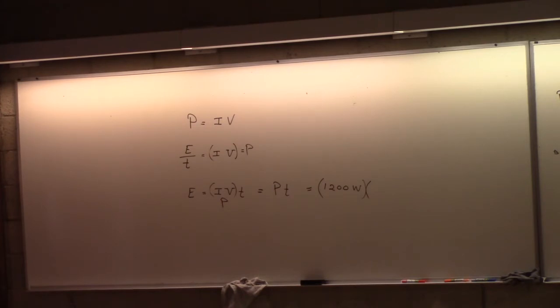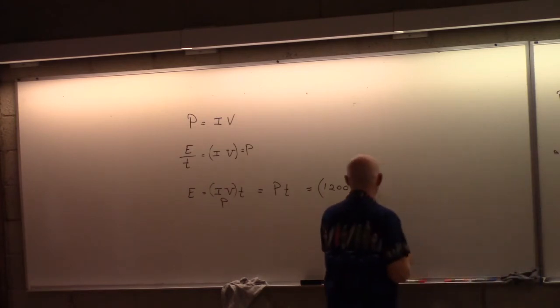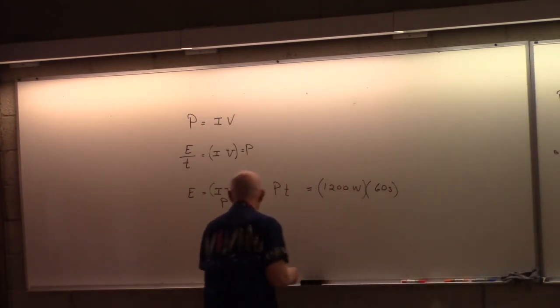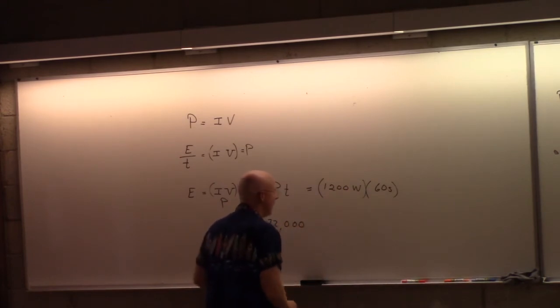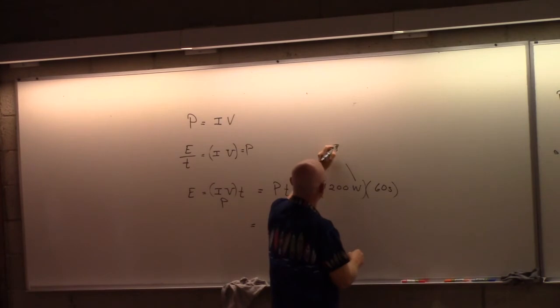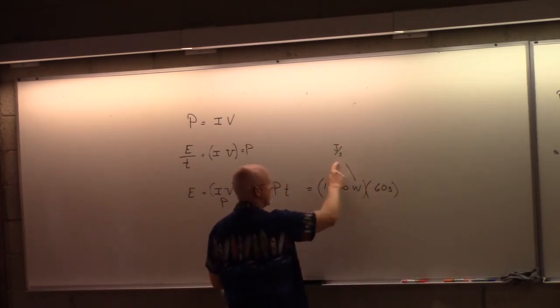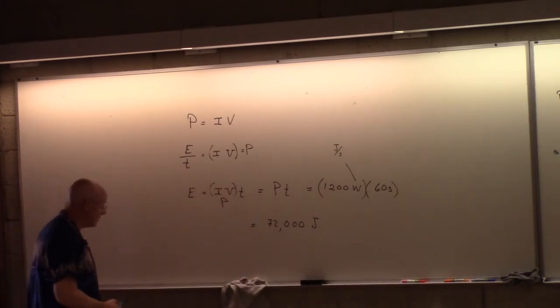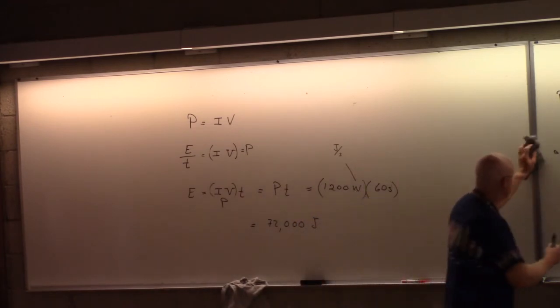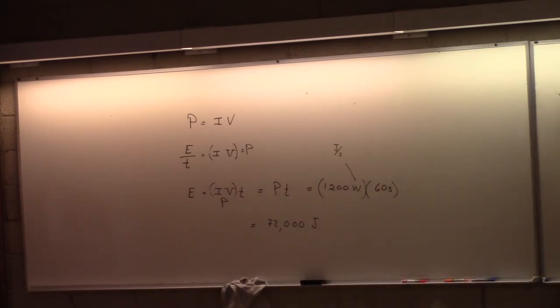And then it brings up the unit issue again. Should I do minutes? Should I do hours? Should I do days? No, I should do seconds, right? Because a watt is a joule per second. So this is going to be times 60 seconds. And so if you put your numbers together, 12 times 6 is 72, and then three zeros. Remembering that a watt is a joule per second, the seconds cancel off, and you've got joules. And so it's 72,000 joules of energy, which sounds like a big number, but as you'll see, it's really not.